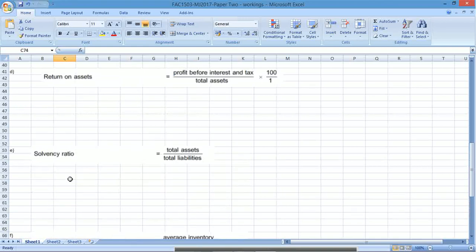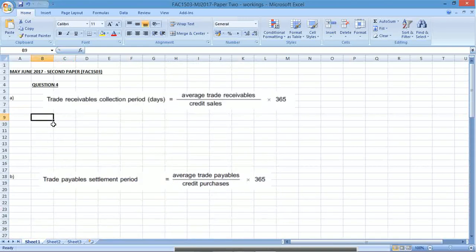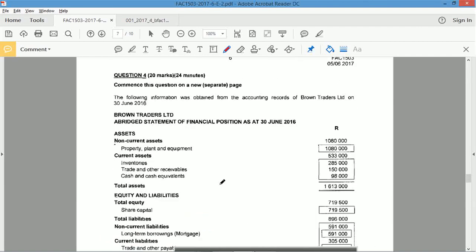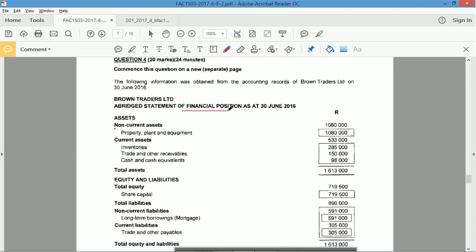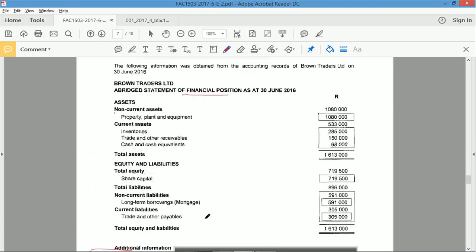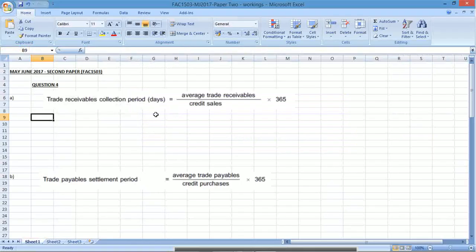Here they tested a lot of those ratios. 20 marks. Remember, all formulas and calculations must be shown. If they must be shown, you're probably going to get a mark for remembering the formula. All answers must be rounded off to 2 decimal places. That's important as well. Let's go to the information. What did they give you? They gave you a financial position statement and some additional information. That was it.